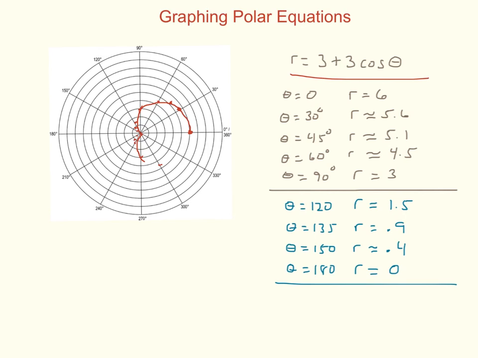Now the next one at 315 is going to be a 5.1, so just a little bit past there, about right there. And then at 330, it's going to be a 5.6, so closer to here. And then when we get to 2 pi, we're going to be back at 0. So graphically, if I connect all those dots, what I'm going to see is this. And what we have here is what's called a cardioid. You can kind of see it does have a little bit of a heart shape to it.